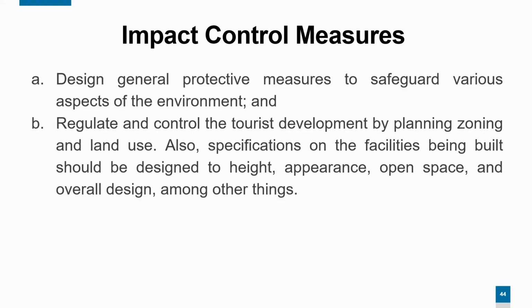Regulation and control refers to zoning and land use and planning specifications on the facilities being built as to height, appearance, open space, and overall design, among other things. These are rigorously done in some countries like Switzerland, where builders must follow certain architectural styles before permission is given for development. These are done to prevent unattractive tourist development.